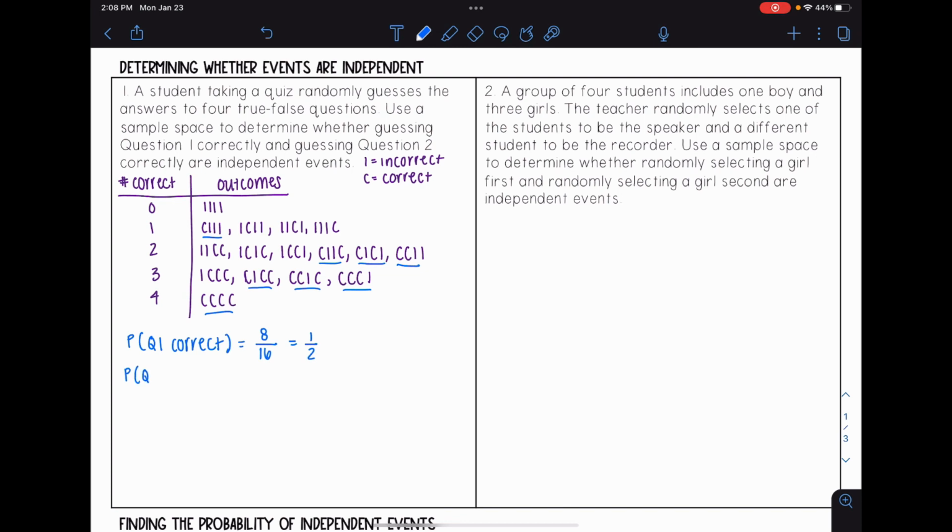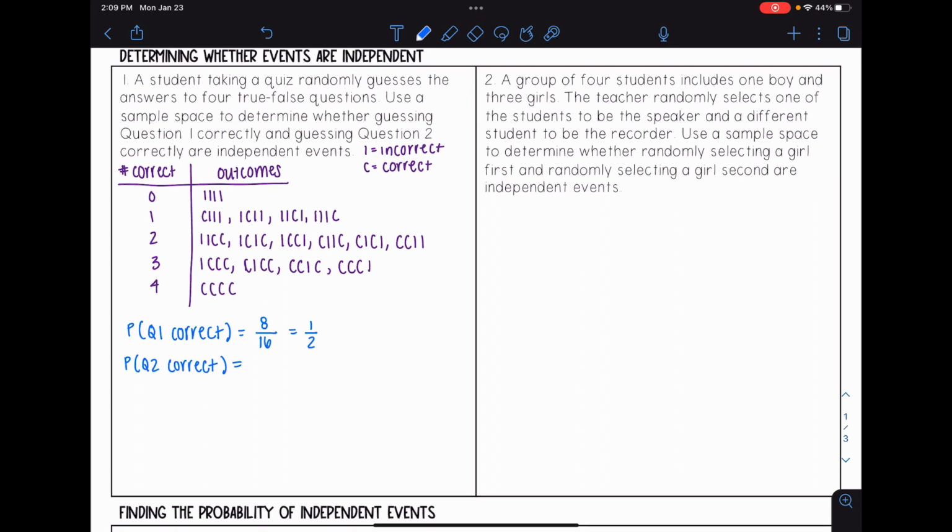Probability of getting question 2 correct. Let me erase all of these markings. So you have 1, 2, 3, 4, 5, 6, 7, 8 there as well. It's a 1/2 chance. And I want to see the probability of getting question 1 and question 2 correct based on my number of outcomes here.